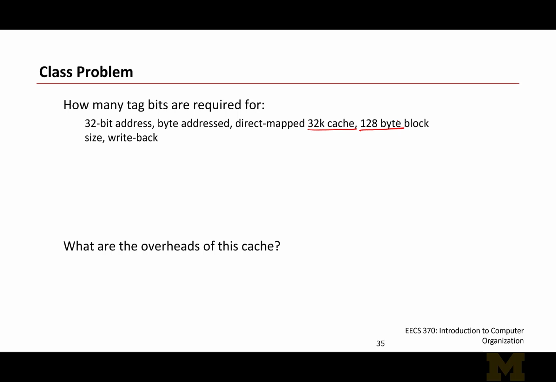So now we are asked to figure out the overheads of this cache, and that would require that I figure out the number of tag bits. To figure out the tag bits, I need to figure out a few things before. I need to know the number of cache lines. That is going to be the size of the cache divided by the block size. It's often easier to do this math if you convert everything to 2 to the power of something. So 32 is 2 to the power of 5. Kilobyte is 2 to the power of 10, divided by 128, which is 2 to the power of 7. So 15 minus 7, that is 2 to the power of 8.